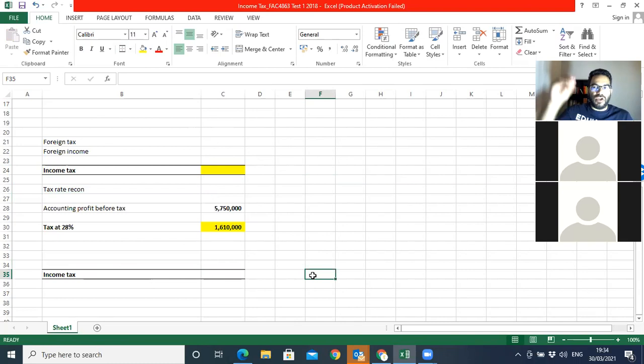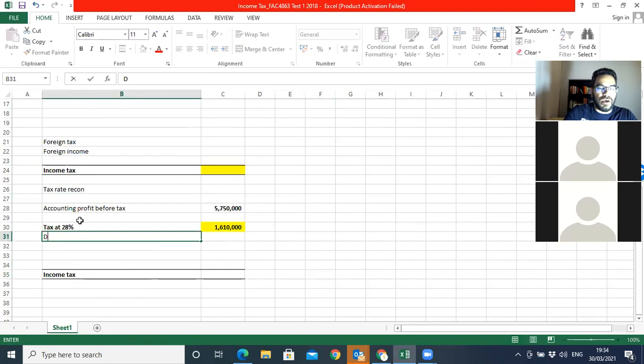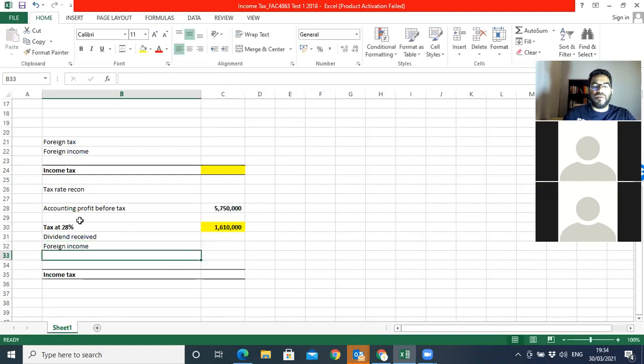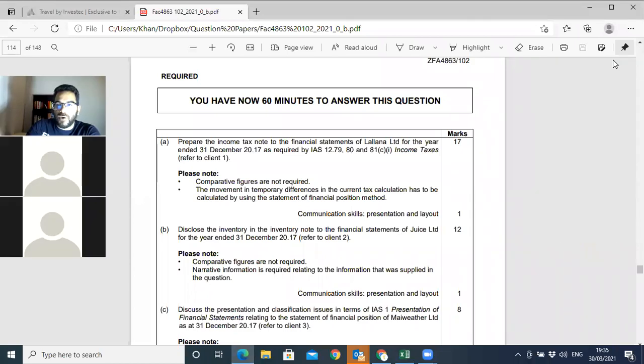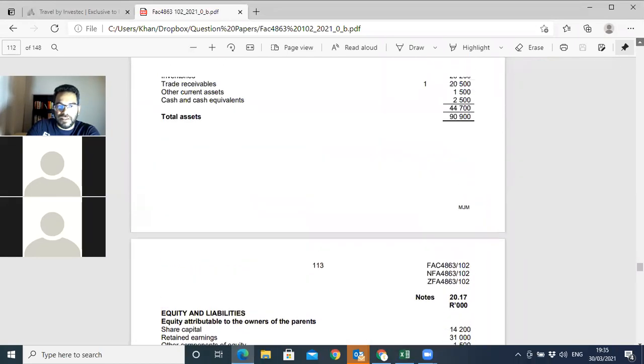Remember, based on what you already picked up, we know there's a permanent difference of dividends received. That's one of the permanent differences. There was another permanent difference, which was the foreign income. And then there was another permanent difference, which was the CGT on capital gains. When we went through the question, as we read, we noted down what was a permanent difference and what was a temporary difference.